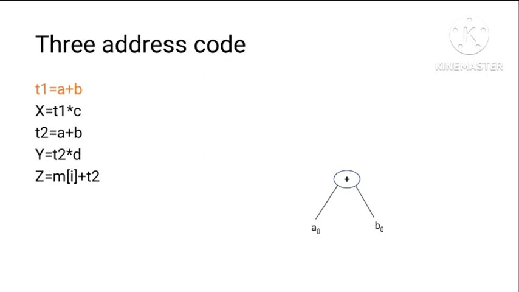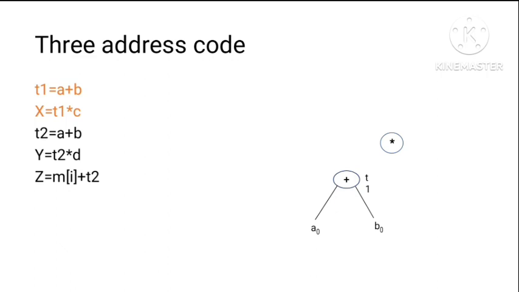Now the entire result has to be stored in T1. So I store that in T1 here. So it has been assigned the value T1. Now coming to the next operation, X is equal to T1 star C. T1 has already been computed in the subtree. Now what you have to do is take a C value and multiply it with the subtree. So star is a mathematical operation.